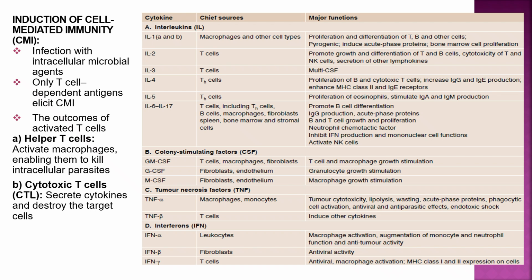The cytokines: first, interleukins, so interleukin 1, 2, 3, 4, 5, 6, 7, 17. And then colony stimulating factors, GM-CSF, G-CSF, M-CSF. Tumor necrosis factors, tumor necrosis factor alpha and beta. Interferons alpha, beta, gamma.